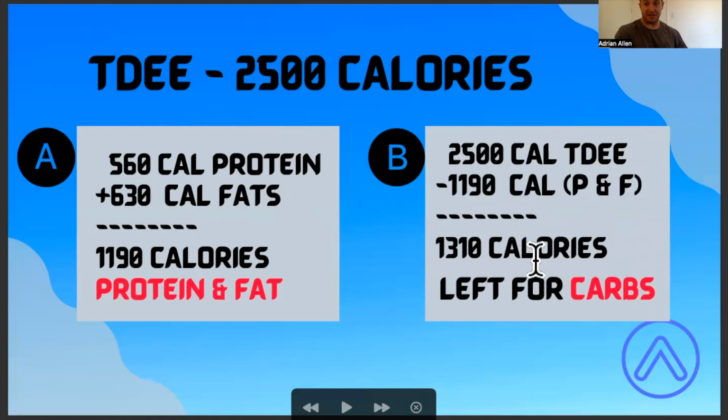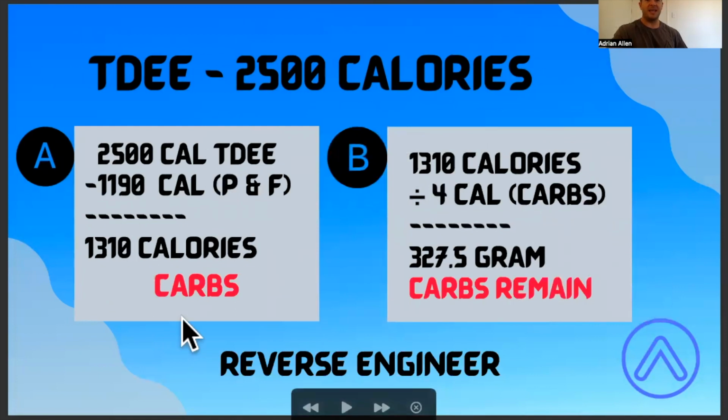But now we've got to find out how many grams that is in carbs. So we're just going to come over to B. You've got your 1,310 calories, but now you're going to reverse engineer here. This is the tricky part. It catches people. Instead of multiplying by 4, because you already know how many calories you have, you're going to divide by 4, because remember, 1 gram of carbs equals 4 calories, but this time you divide. And what you're left with is 327.5 grams of carbs remaining. You could say 327.